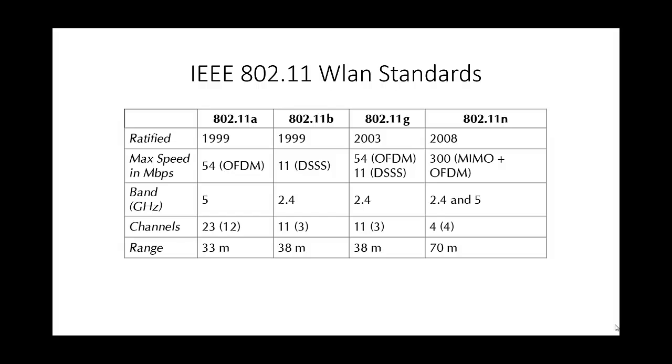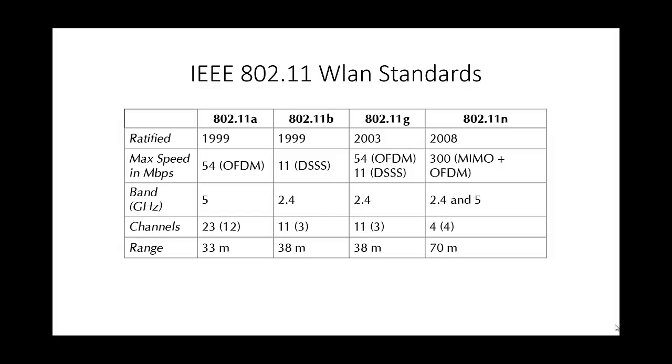Note 802.11g has a maximum speed of 54 megabits per second using OFDM, but supports DSSS for compatibility with 802.11b at the lower speed of 11 megabits per second. The maximum number of non-overlapping channels is shown in brackets. 802.11n has 4 non-overlapping channels, each containing 7 subchannels. The typical indoor range in meters. The actual effective range will depend on the number of walls and other obstacles between devices, as well as the presence of sources of radio interference.